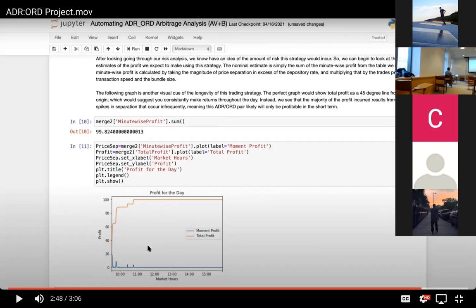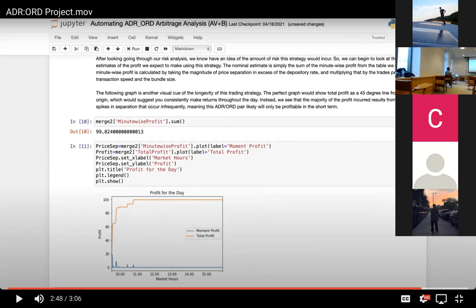This next graph is again the moment profit versus the total profit. So the total profit climbs throughout the day and tops out at about $100. So this is another cue for the longevity of our trading strategy. The ideal scenario when you're investigating arbitrage is to find some systemic price discrepancy that doesn't disappear, that the market overlooks, and that you were the first to find.